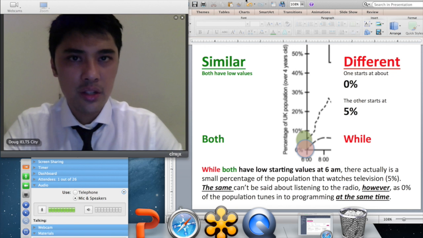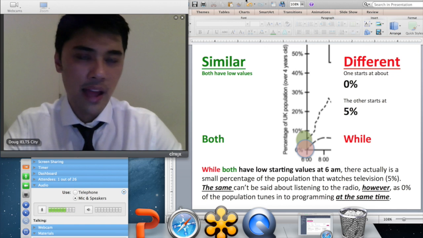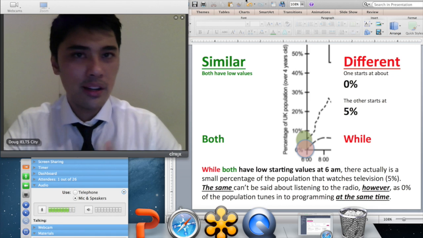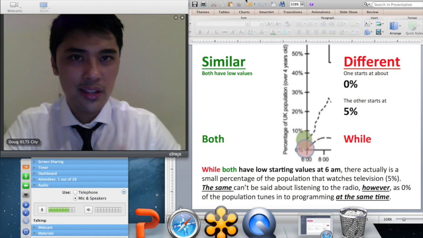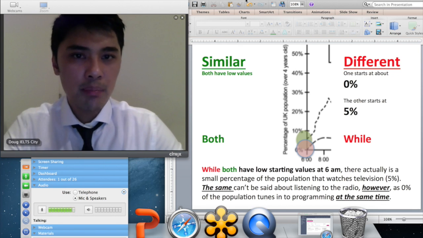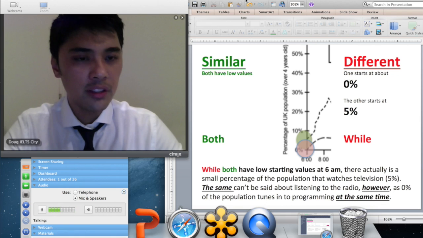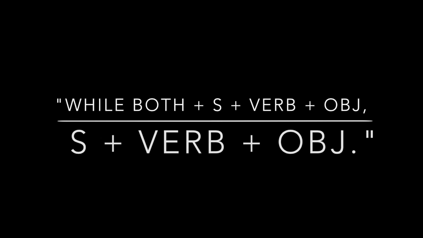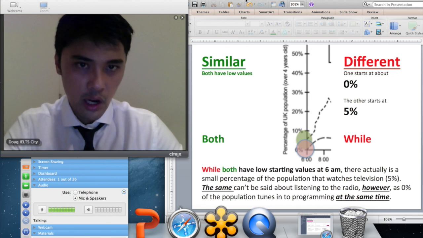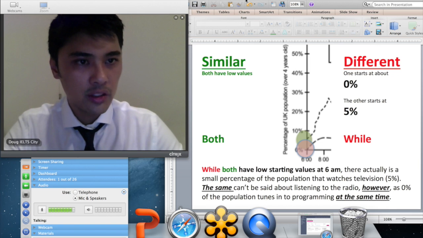So more advanced sentence structures would include, of course, adjective clauses, adverb clauses. So we need to use subordinate adverbs, subordinate conjunctions or transitions using different comparative structures. So let's take a look at this. So I said both have low values, and that's a similarity. At the same time, there's a difference. There's a small difference between these low values. And I've used the words both to talk about similarities and while to talk about differences.